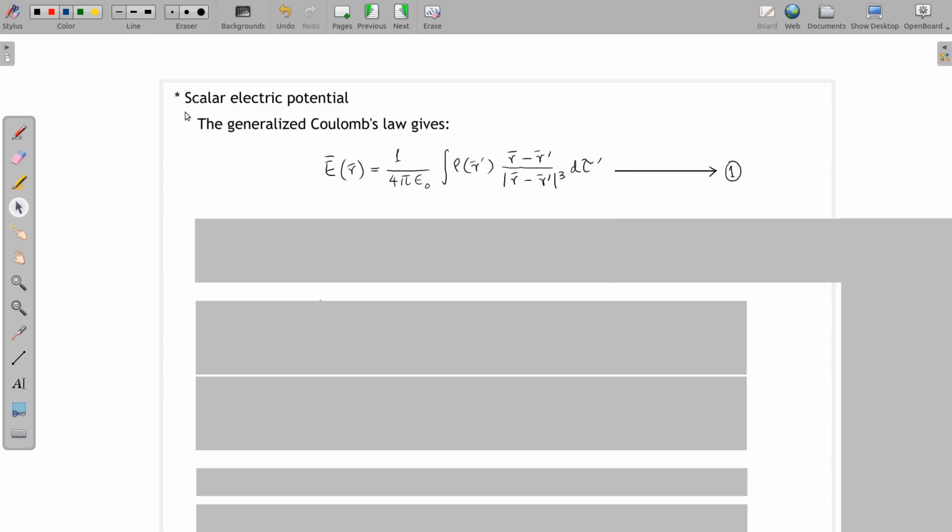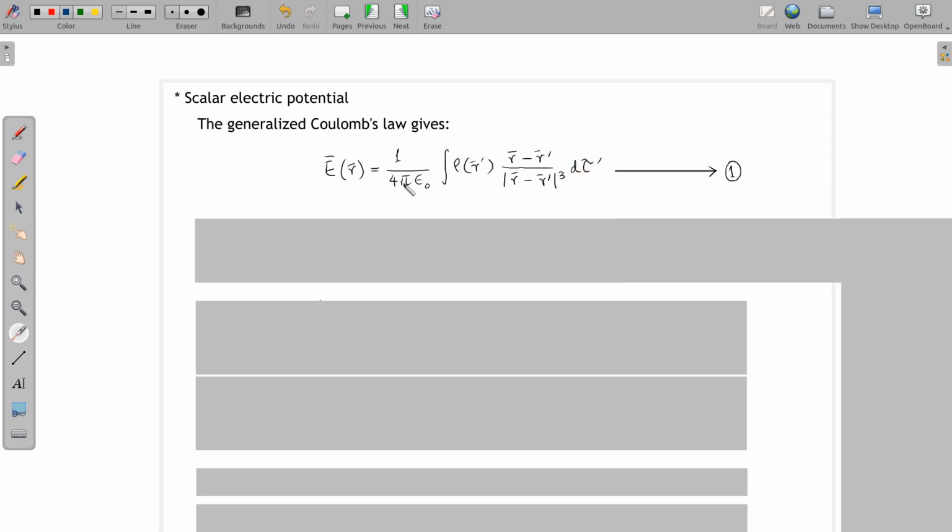So this is the generalized Coulomb's law. It is given as E, which is a function of the position vector r. So the electric field at some position vector r is equal to 1 by 4 pi epsilon naught times the integration of rho, where rho is the charge density, then r minus r prime divided by modulus of r minus r prime cubed, times d tau prime. So here rho and d tau prime together give us the charge.